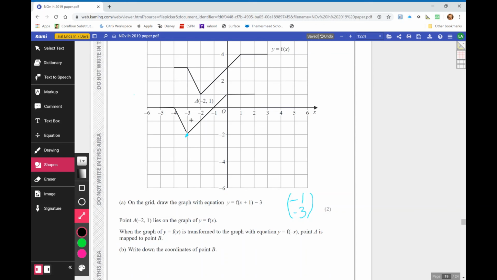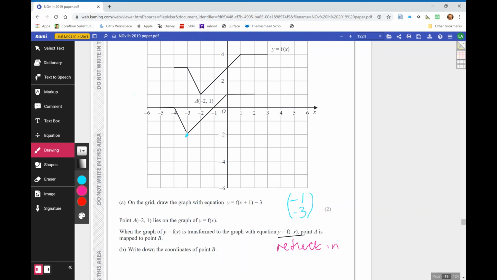Point A, which is minus 2, 1, lies on the graph, y equals that. When the graph is transformed to the graph of this equation, then where does it map to? Where does it map to if we transform it? Now this is a reflection. Now anything inside the bracket, remember, affects x values only. So what that means is the y values will be the same. So it's actually going to be a reflection in the y-axis.